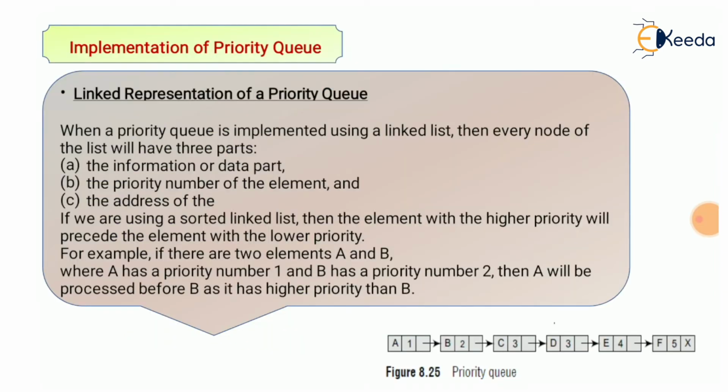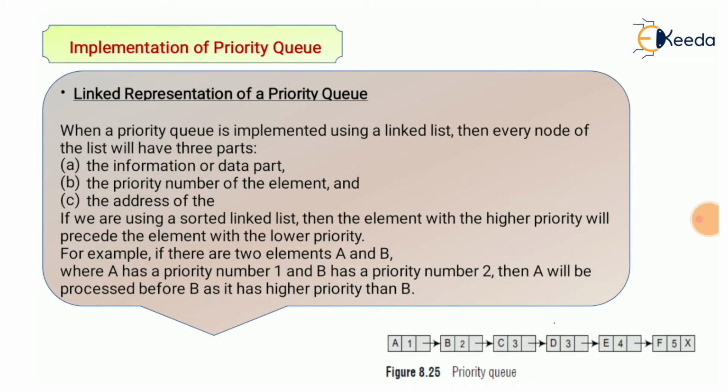The implementation of priority queue is of two types, that is, link representation of priority queue and array representation of priority queue. When a priority queue is implemented using a linked list, then every node of the list will have three parts.